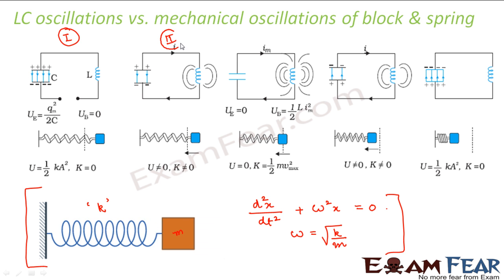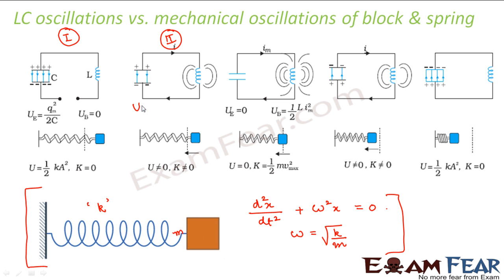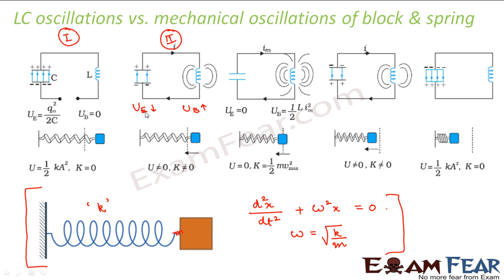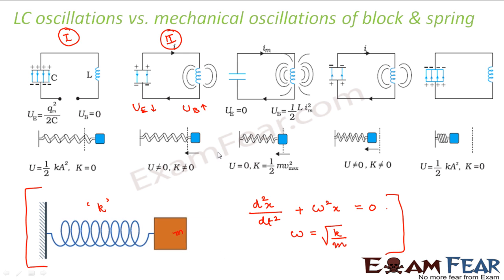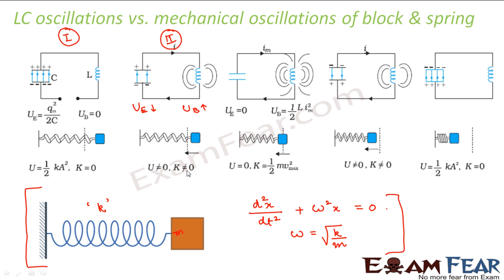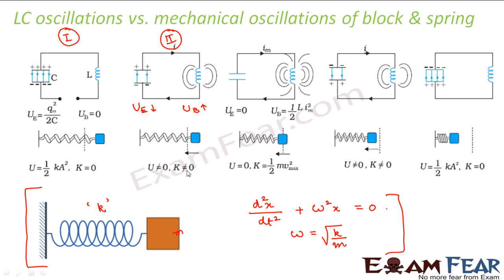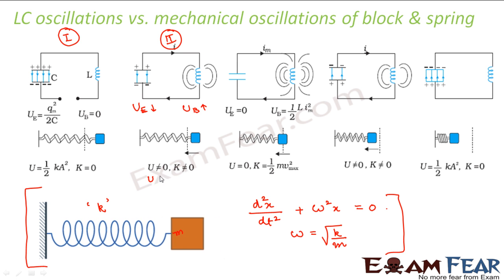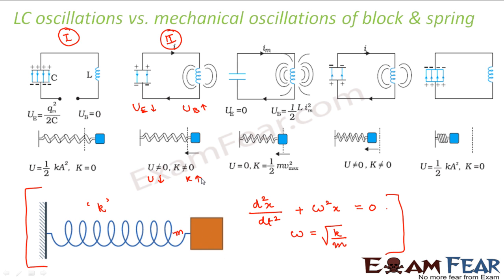Now in the next step in our electrical system, the capacitor starts discharging. That means UE starts decreasing and UB starts increasing. The electrical energy starts decreasing and the magnetic field energy starts increasing. In this case also, as the block moves towards the mean position, the potential energy starts decreasing and the kinetic energy starts increasing, because now the block started moving. So it gained some kinetic energy at the cost of the potential energy, right?